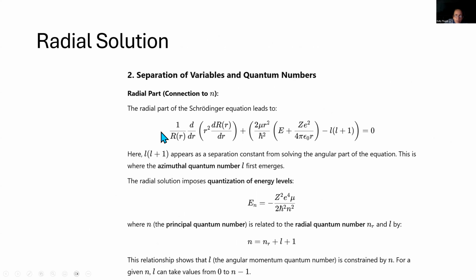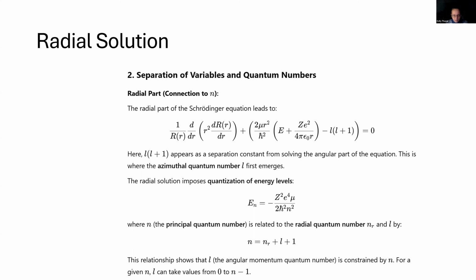So we have information about the radial part, and here we have our dependence on r. And now we have this part over here, which has a Coulombic term, an energy term, and some constants out here. Here L times L plus 1 appears as a separation constant from solving the angular part of the equation. This is where the azimuthal quantum number L first emerges. It happened because we needed to do the separation of the variables.